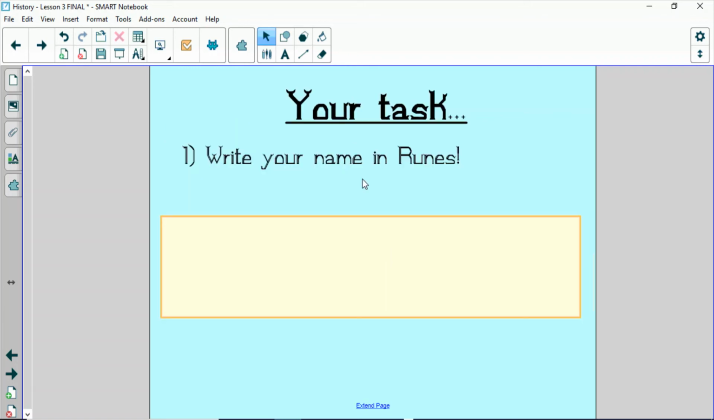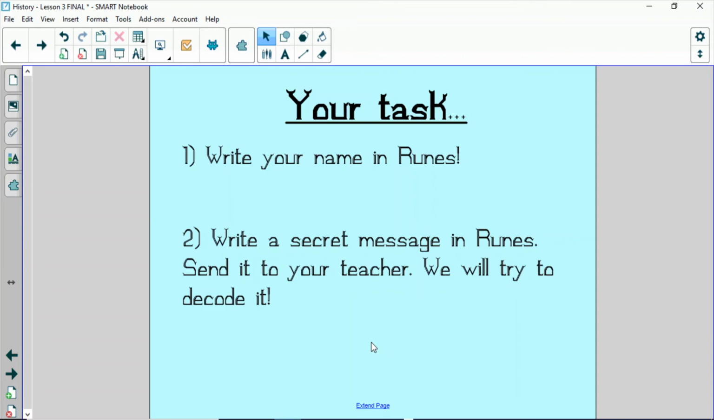So first task set is write your own name. It could just be your first name, or if you want a little challenge, it could be your whole name, so your surname as well. Then secondly, I would like you to write a secret message in runes. It only needs to be a short message, but something that you can send to your teacher, and we will try and find out what you had written.